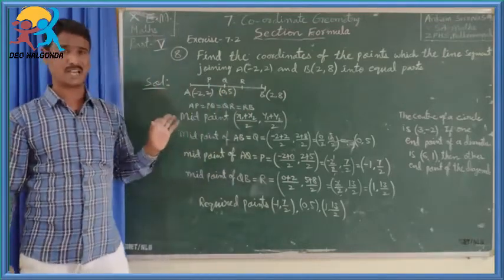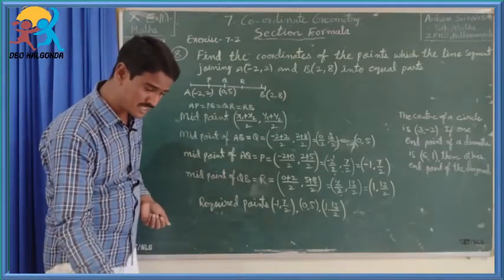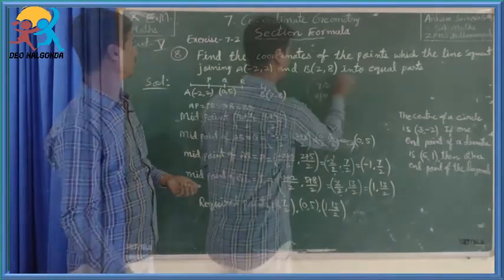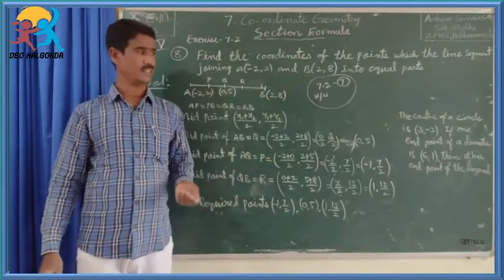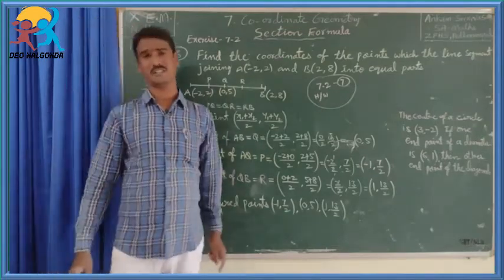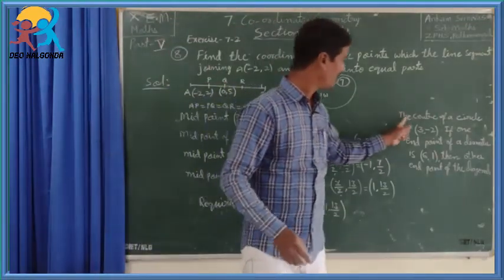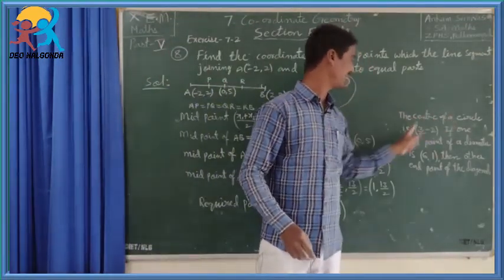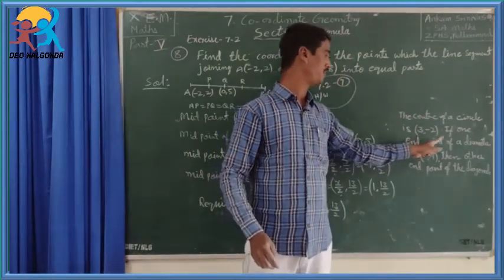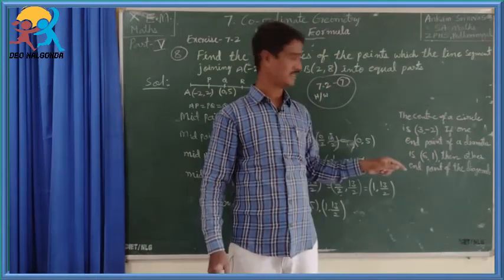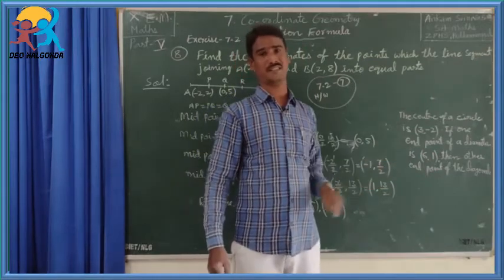Same like this, we have one more problem in our exercise 7.2, 7th question. Do it yourself and complete this problem. And I want to give one more application of the midpoint formula. Here, the center of a circle is (3, -2). If one endpoint of a diameter is (6, 1), then find the other endpoint of the diameter.